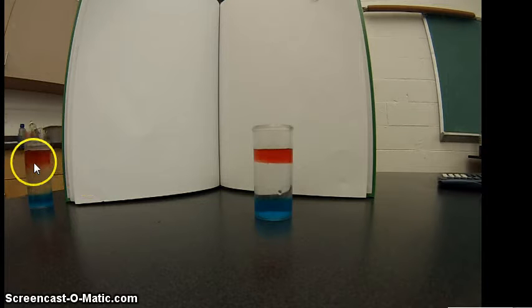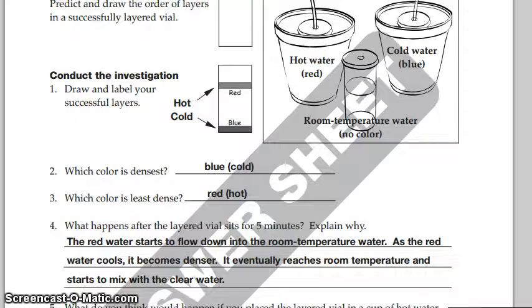What happens after it sits for a few minutes? If we look off to the side, I have one here, and we can see that the red is starting to sink down and the blue is starting to rise up. The red water starts to flow down towards the room temperature water. As the red cools, it becomes denser and eventually reaches the room temperature, and it starts to mix with the clear water. And the same thing happens with the blue. The blue will start to warm up and rise, and the red will start to cool down and sink.